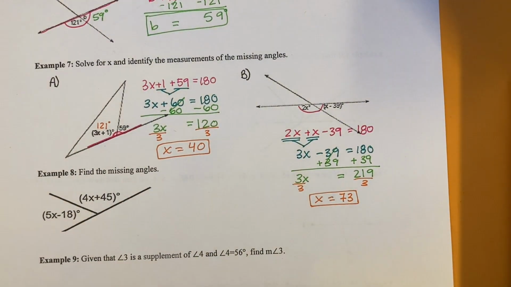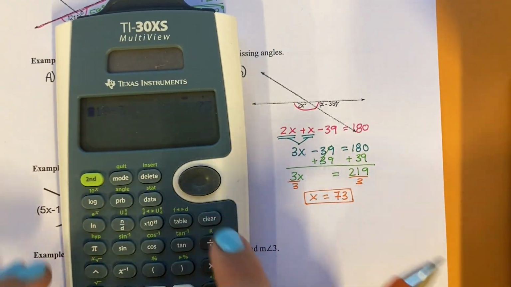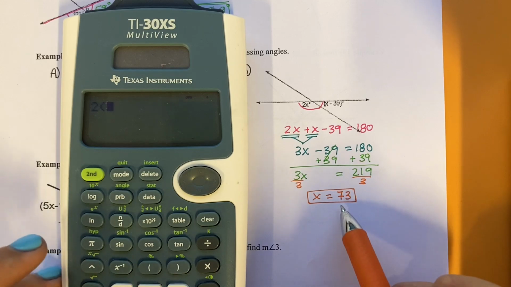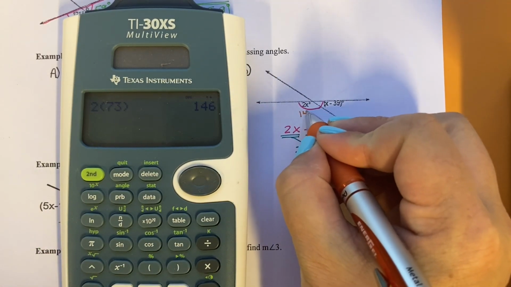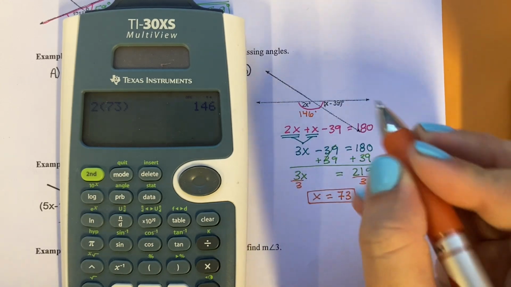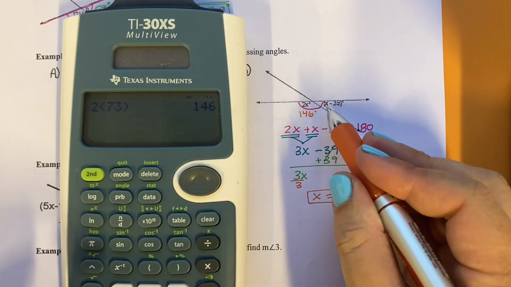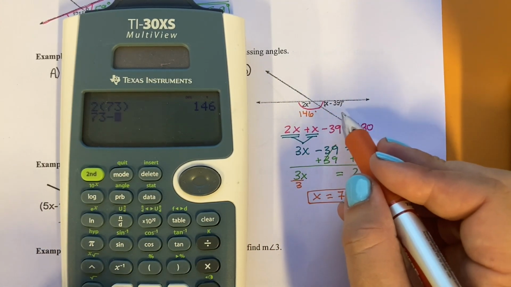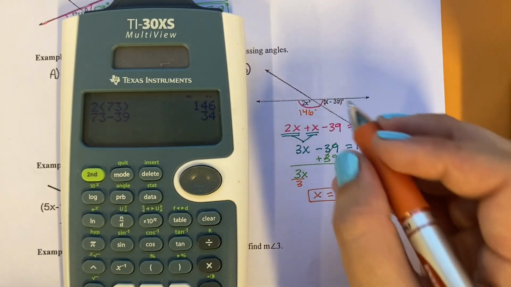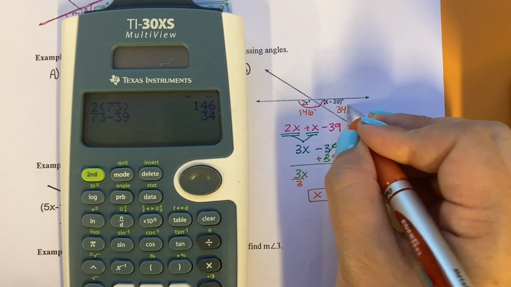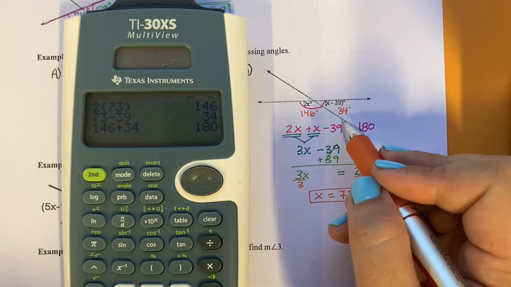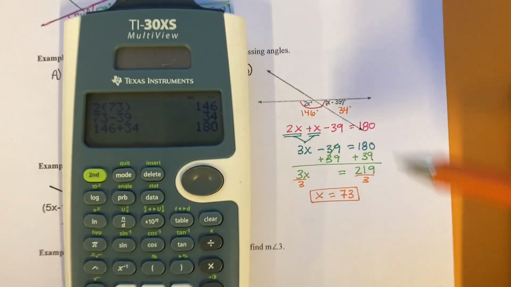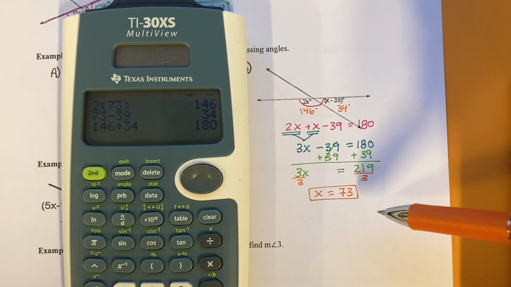When we plug it in to check our work, 2 times 73 plugged in is 146 degrees. Then we plug 73 in here. 73 minus 39 is 34 degrees. 146 plus 34 is 180. There were no errors within the algebra.